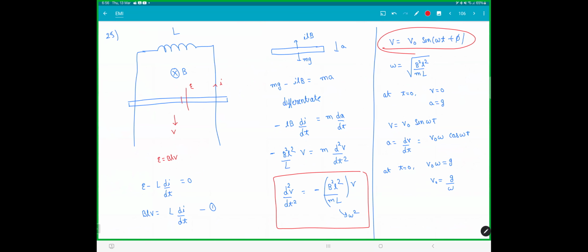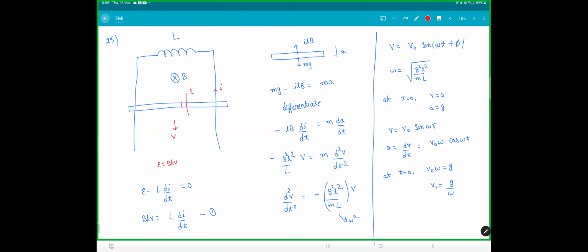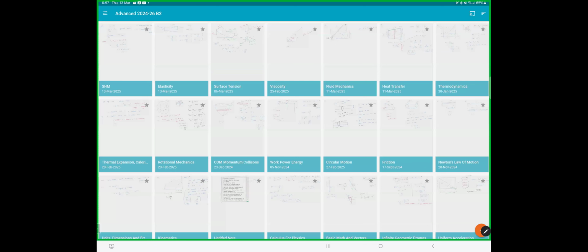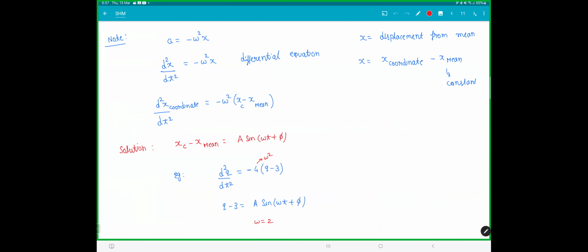You're getting what I'm trying to say? So this is how things will keep popping up. Actually, this is also an SHM, but just keep that in mind mathematically. X square is not 4, I got, that is omega square. Look at this term.